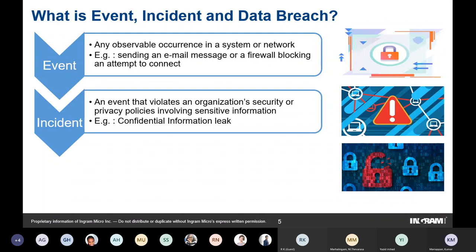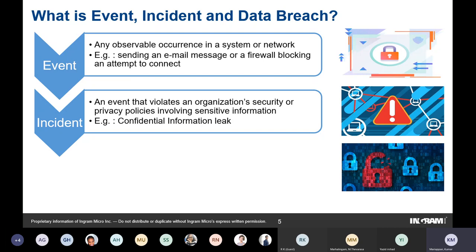So this is when an event becomes an incident. When an event causes some kind of damage to an organization, for instance, since we are talking about data breach, if it ends up losing sensitive information which would cause damage to an organization, it is called an incident. So this is where the transition begins, from an event to an incident. Not all events are incidents, and an incident will always be an event. So that is how it differentiates.